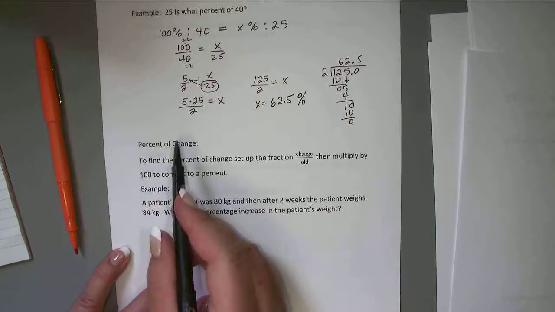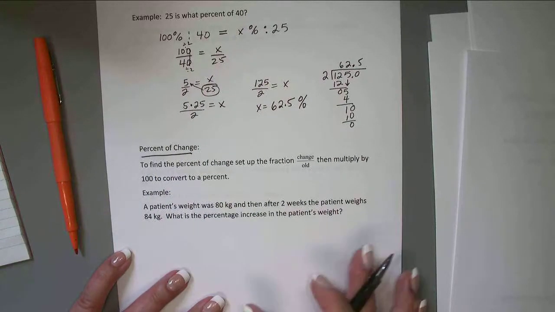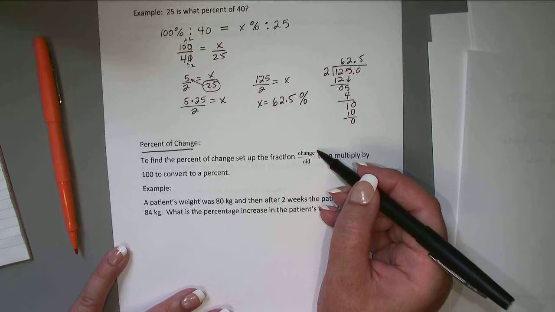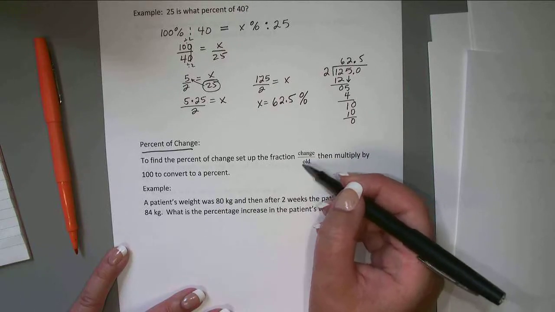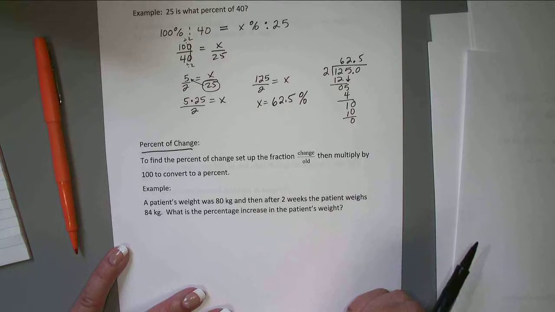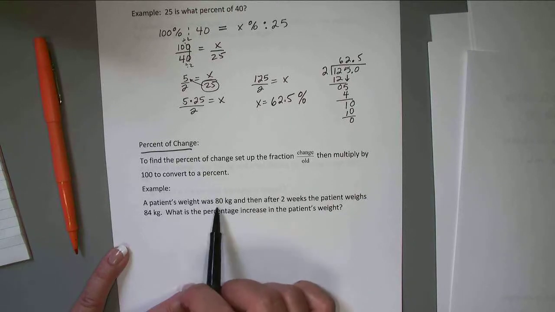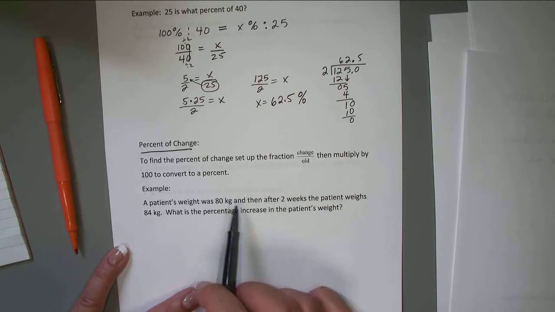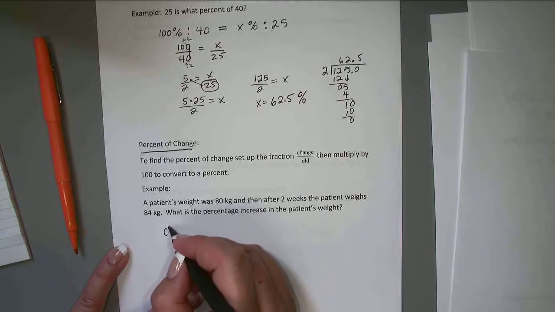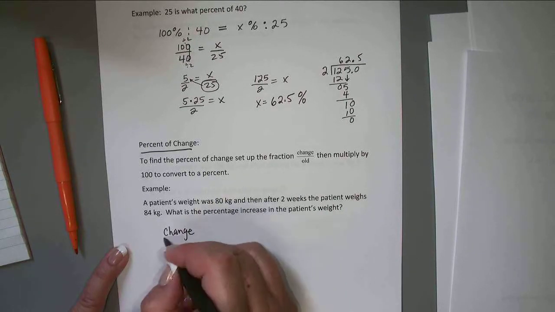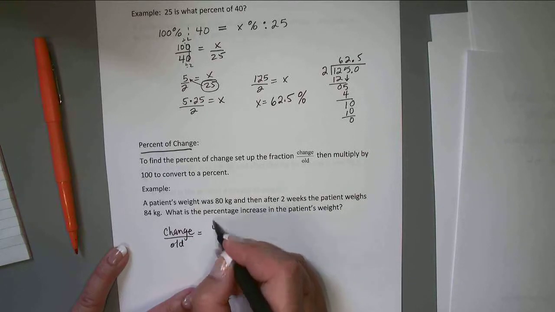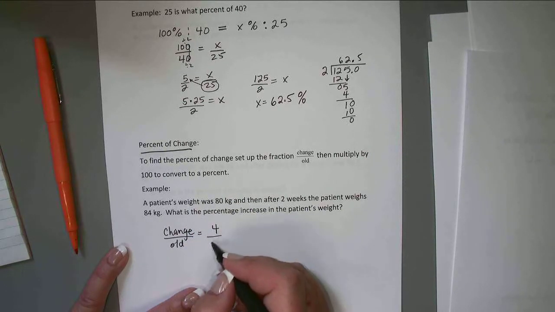So next is percent of change, so how much something changed by. To find the percent of change, we're going to set up the fraction with the amount of change over the old amount before it changed. Then we multiply by 100 to convert to a percent. So for example, a patient's weight was 80 kilograms, so that was the before weight, and then after 2 weeks the patient weighs 84. So if we look at the change over the old weight, the amount of change is 4. They went up by 4. Over the old weight is 80.